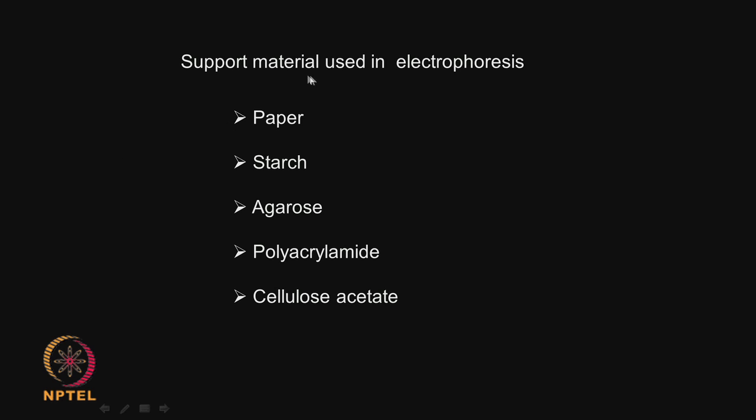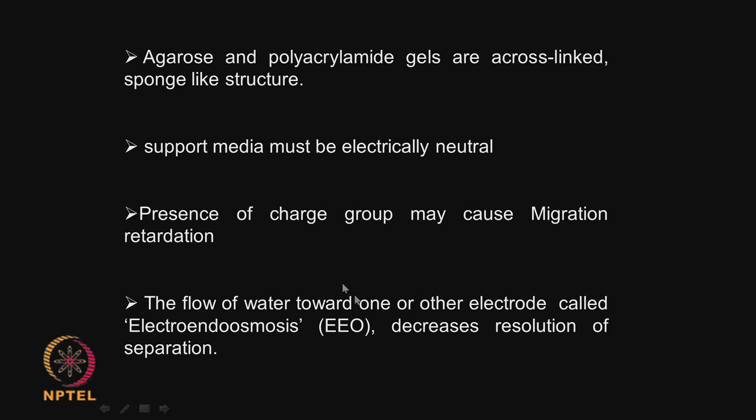Support material used in electrophoresis could be paper, starch, agarose, polyacrylamide, cellulose acetate and so on. Some of them are hydrophilic, some of them are hydrophobic. So, we can use different materials depending upon our requirement. Agarose and polyacrylamide gels are cross linked, sponge like structures. The support media should be electrically neutral, because you do not want the voltage which you are applying to get drained.